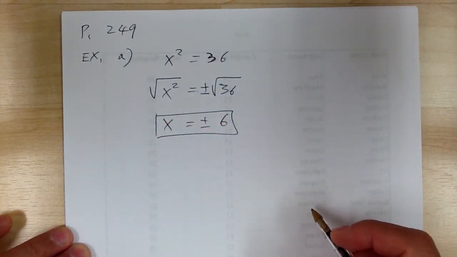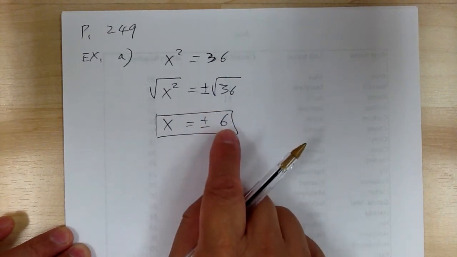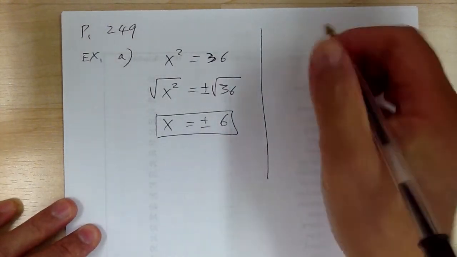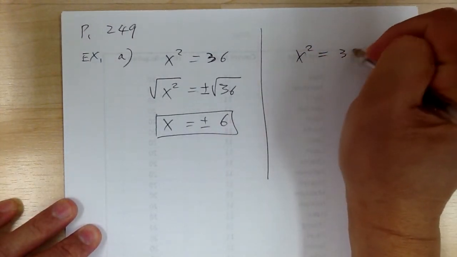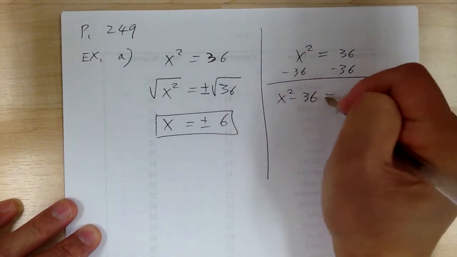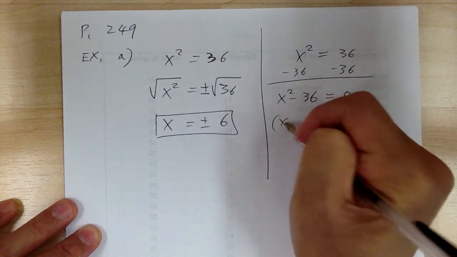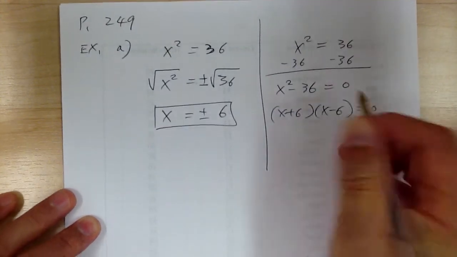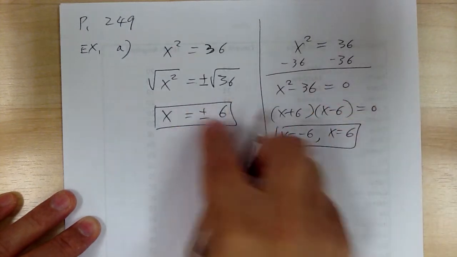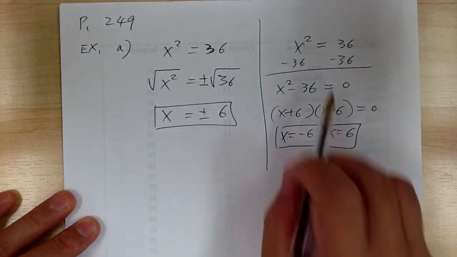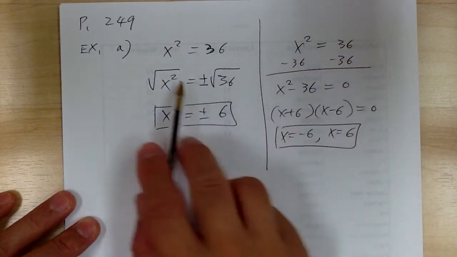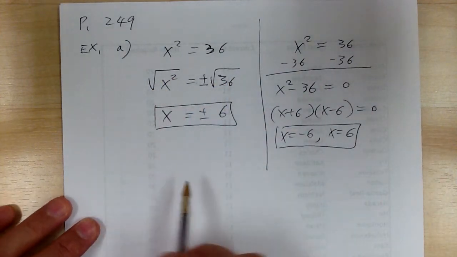Now, this is the square root technique. You also already learned the factoring technique, right? If you were to do the factoring technique, then you subtract 36 on both sides. So you get x squared minus 36 equal to 0, and you do the factoring and solve. So you get x equal to negative 6, x equal to 6, same answer. So again, if you have a perfect square already on this side, and you have no more variable on that side, then it's quicker if you just do the square root technique.